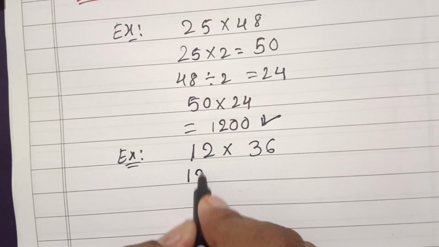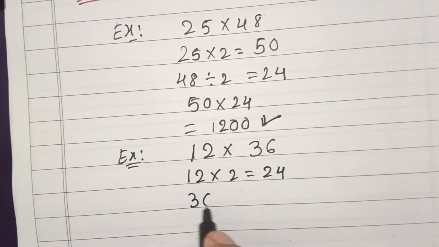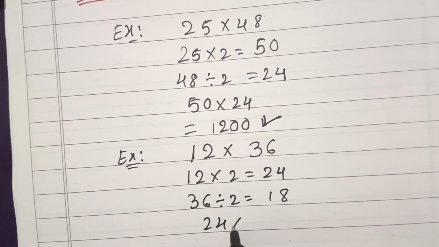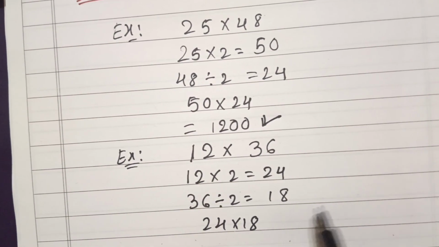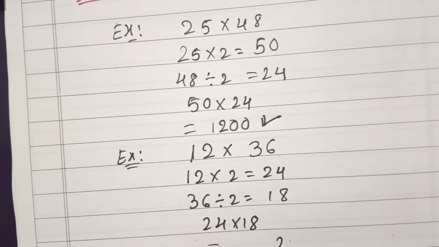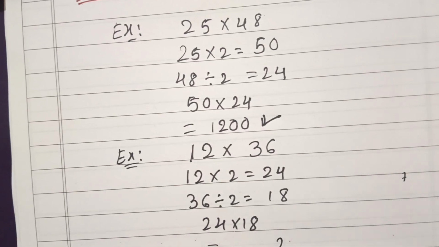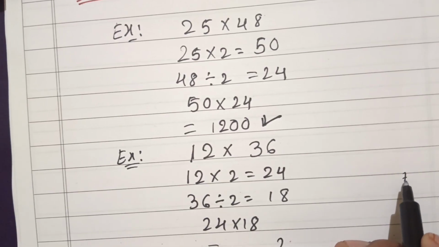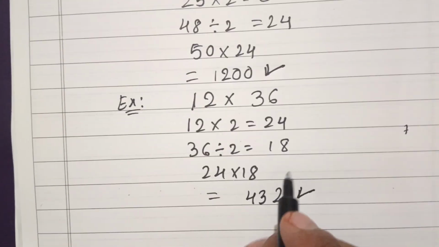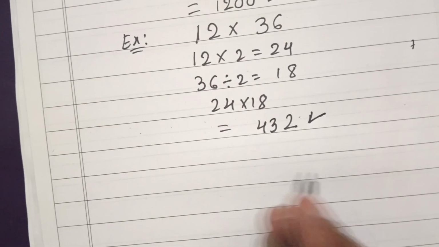So I am doubling 12, how much will you get? 24. Next 36 I am halving, so I will get 18. Now 24 into 18 is here for us. So what you can do, 8 fours are 32... 18 twos are 36, 36 and 4, 44, 432. That's it. So in maximum 5 seconds we can solve a question like this very easily.